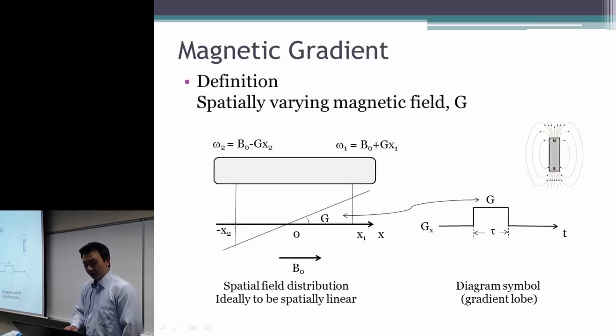Okay, so the next part is the magnetic gradient. We generally just call them a gradient. The definition of a gradient is a spatially varying magnetic field, and we denote it as G. The G itself is actually just the slope, the slew rate, of the magnetic field change that we deliberately apply. So when we apply a magnetic gradient, we can observe a frequency change as a function of the locations.